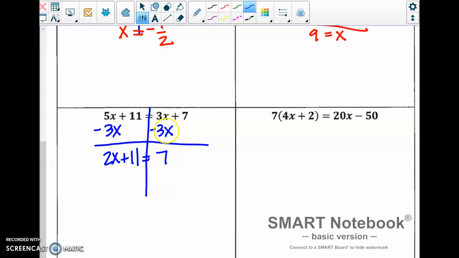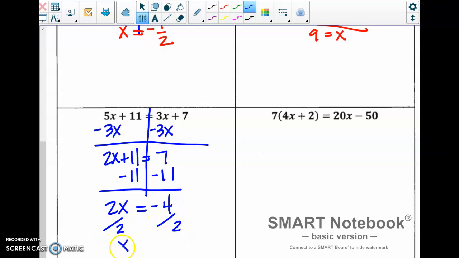Now I have a two-step equation to solve. I've got x as my variable that I'm trying to isolate. They are adding 11 and multiplying by 2. Remember, we always do PEMDAS backwards from this point, so I want to get rid of the plus 11 by subtracting 11 from both sides. So I'm left with 2x equals negative 4. To get x by itself, we're going to divide by 2. So x equals negative 2.